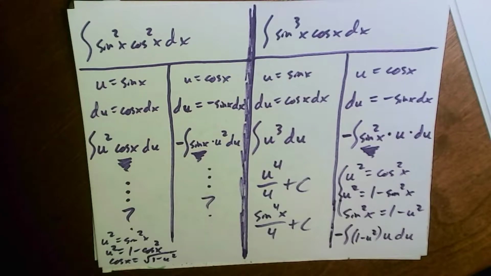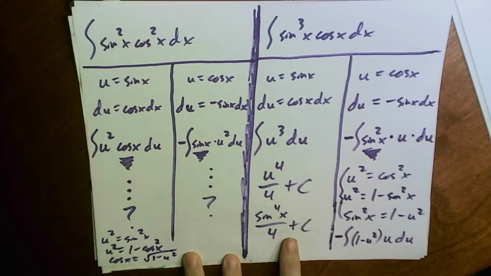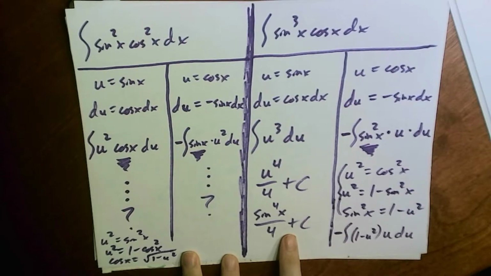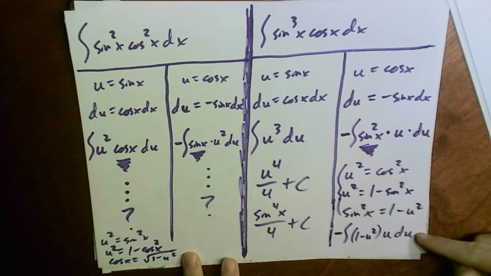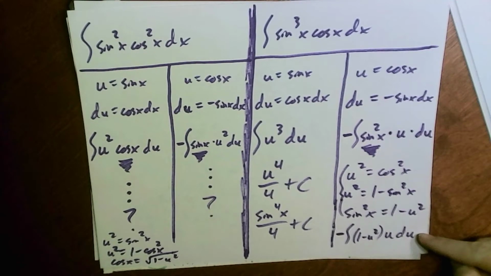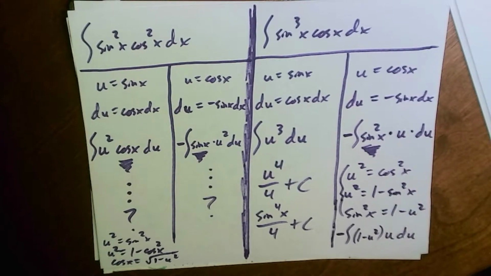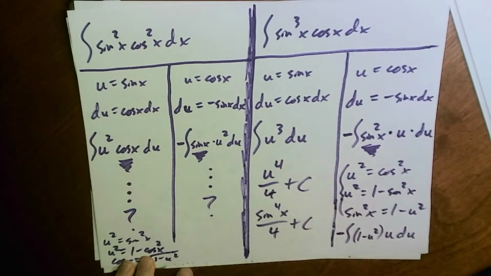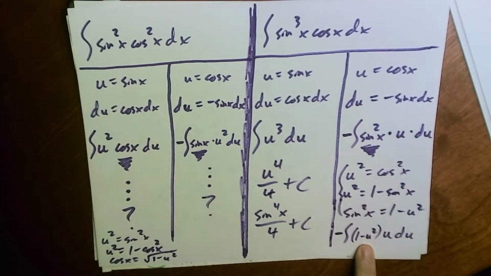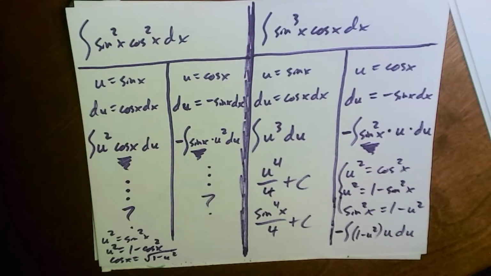Sine cubed cosine, not so bad. If you sub for sine, at least. And if you sub for cosine, it's also not terrible. It's not as nice as subbing u equals sine, but it's not awful. It worked out okay. We had to back sub, but we didn't get square roots. We didn't get anything messy. It works out all right.